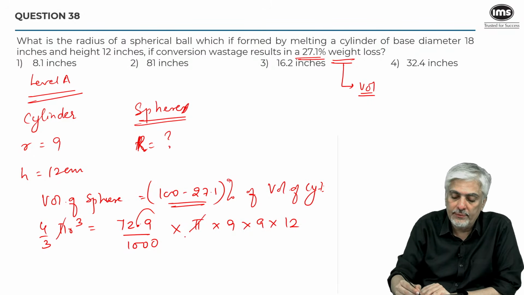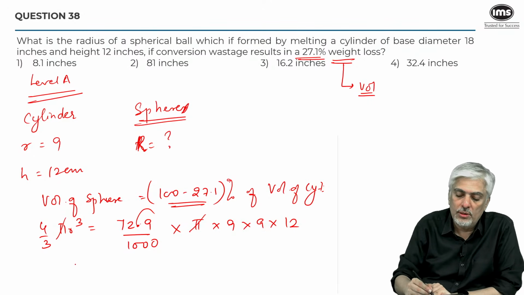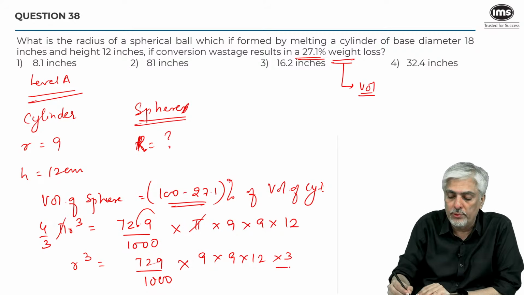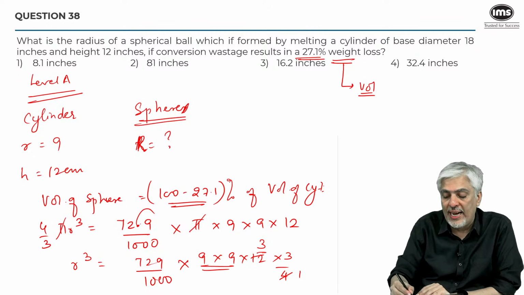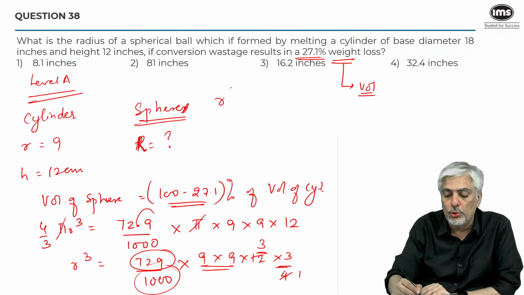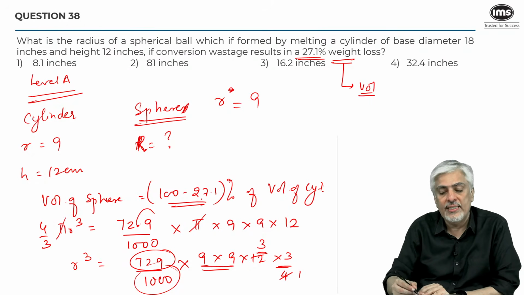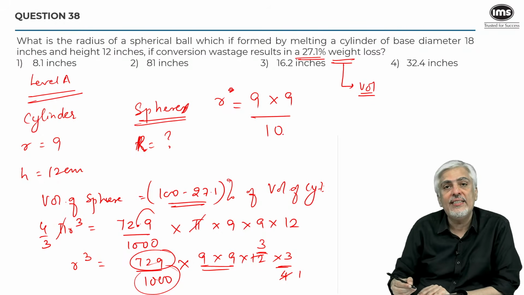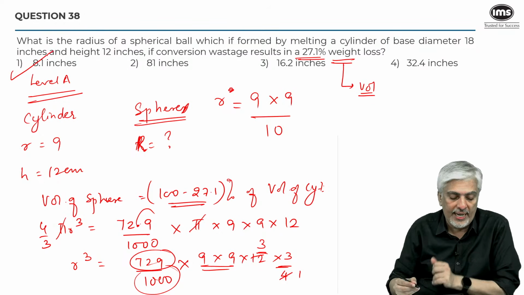Pi cut. R cube is 729 upon 1000. Multiply into 9 into 9 into 12 into 3 upon 4. 4 ones are 4, threes are 9 into 9 into 9 into 729 upon 1000. When you take cube root, R will come out to be 9 into 9 into 9. 729 ka cube root will be 9. 1000 ka cube root will be 10. 81 upon 10, answer is 8.1.